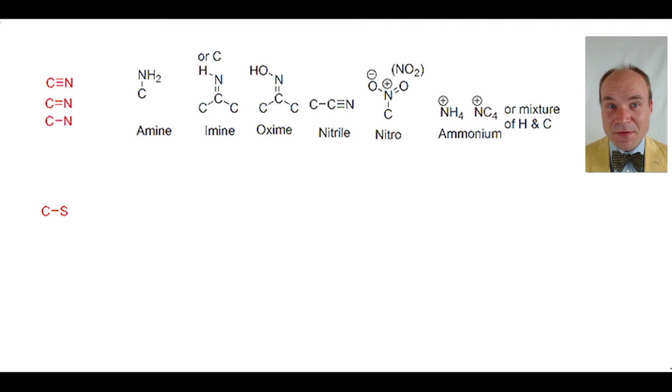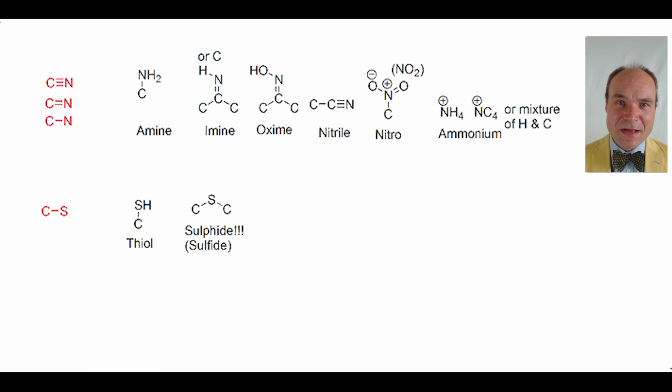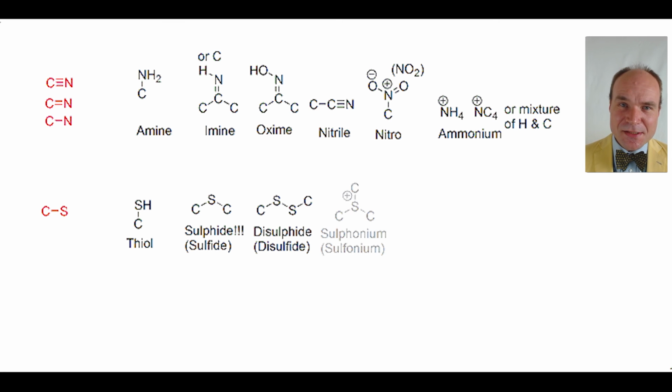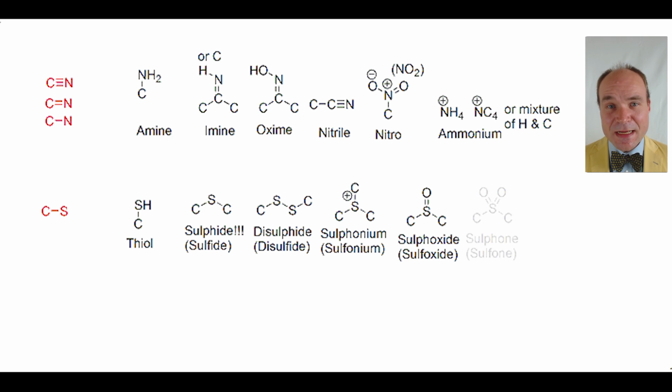Okay, so after that, let's talk about carbon and sulfur with a single bond. Again, there are several functional groups that come from this theme, and they include thiol. Happily, there's no F or PH there to be controversial. And then sulphide. Yeah, you can see the problem right there. Disulphide, sulphonium, sulphoxide, and finally sulphone.